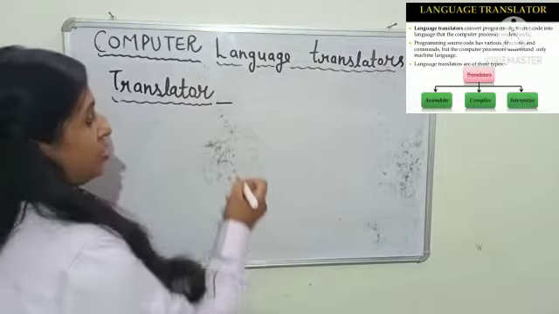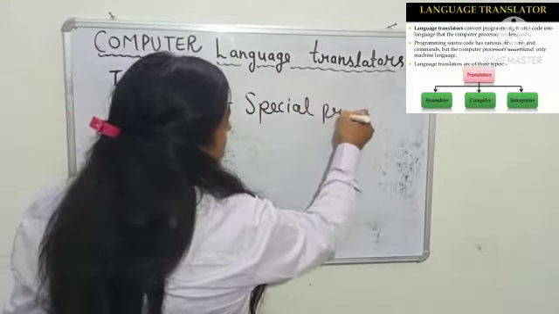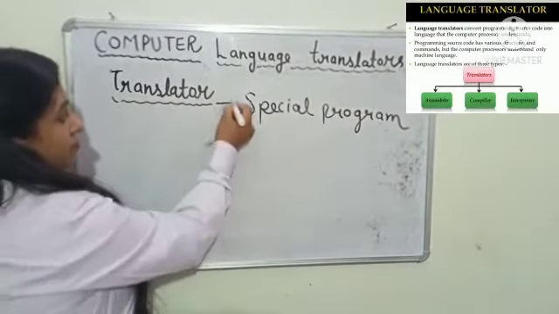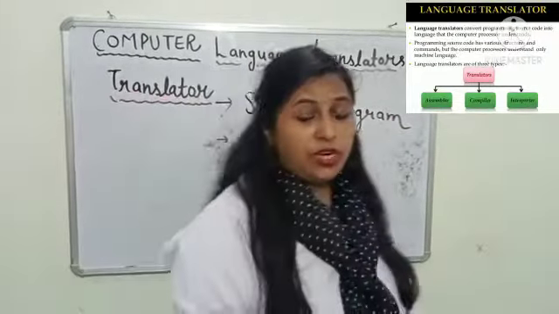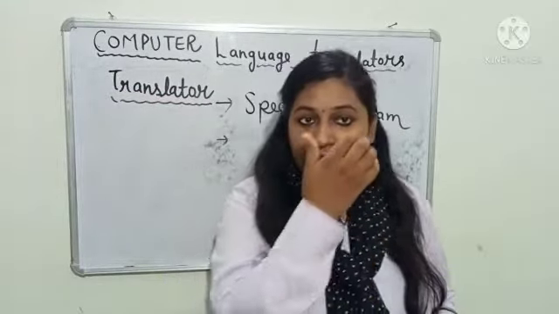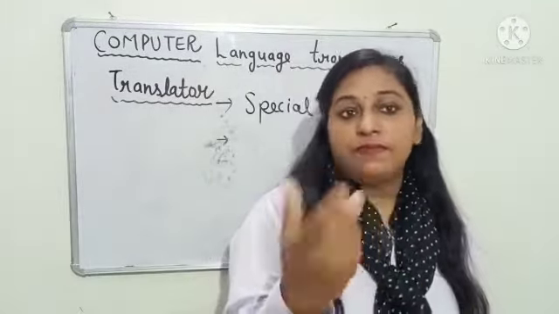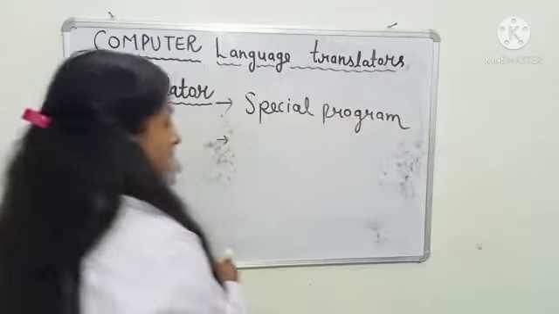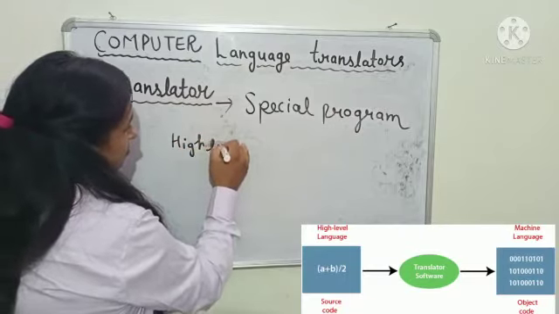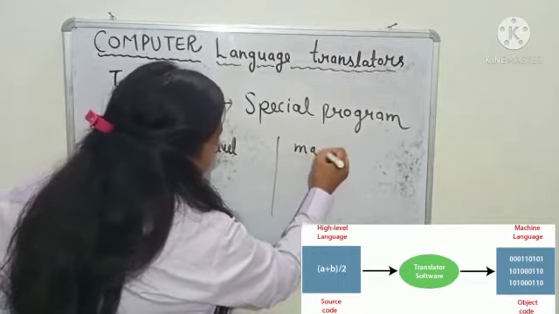A translator is a special program, right? And this program is used to convert high level language to machine code. Now the question is, what is a high level language and what is a machine language, right? So I will tell you about high level language and machine language.